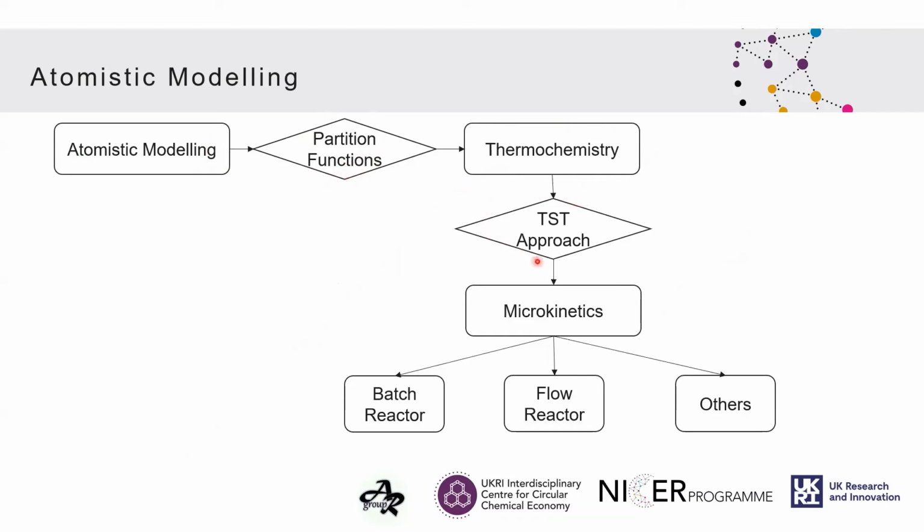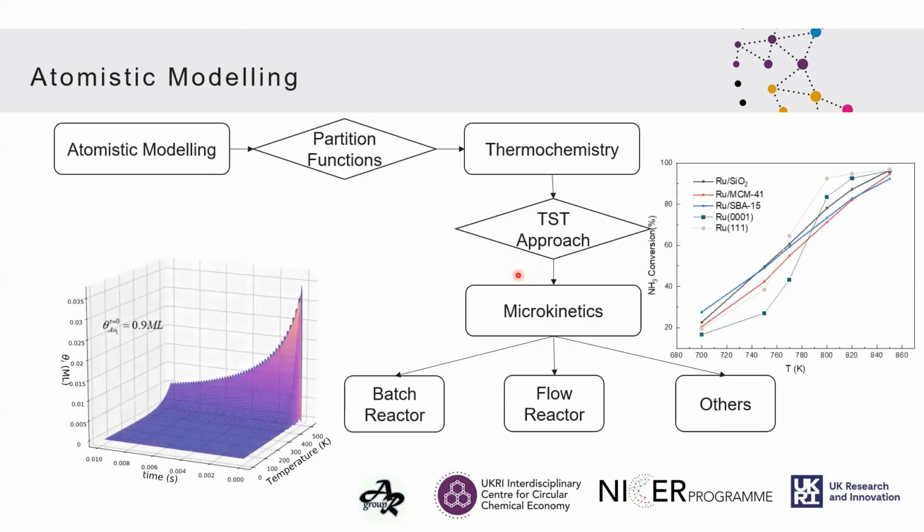We could then approach a well-established theory, the transition state theory, to get information on microkinetics. And microkinetics allow us to define, depending on the equations that we set into the microkinetics, batch reactors or flow reactors or many other experiments. Here, for instance, I just show the variation of a species as a function of the temperature and the time. We could see also the conversion of a particular model, and we could compare it directly with the experiments.